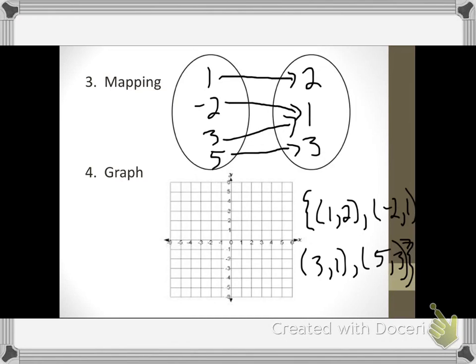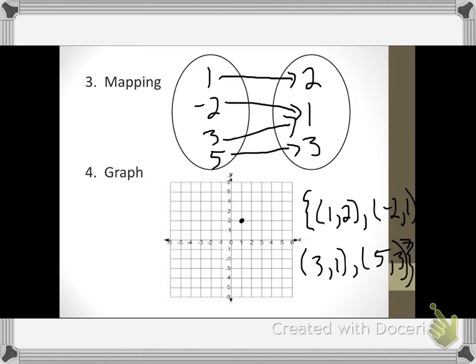The last way to express a relation is a graph. Hopefully you all remember how to graph ordered pairs. My x value tells me to move horizontally, left or right. If it's negative, I go left. Positive, I go right. My y value tells me to move vertically, up and down. If it's positive, I go up. Negative, I go down. So for my first ordered pair, 1, 2, it's telling me to go right 1 and then up 2 and put my point there. So I'm going to go right 1, up 2, and put my point.